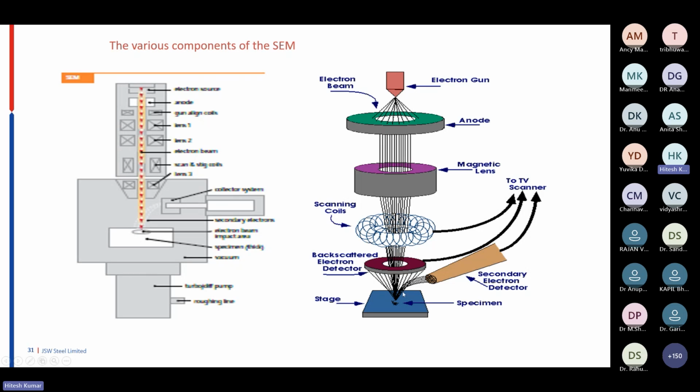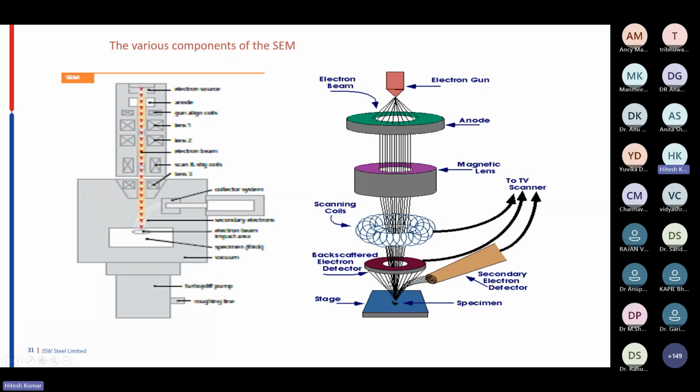The second reason is that, because of the nature of the electrons, beam drift will be there a lot in magnetic samples. To focus on a particular point will not be easy for magnetic samples. For that reason, we basically avoid using magnetic samples in SEM.